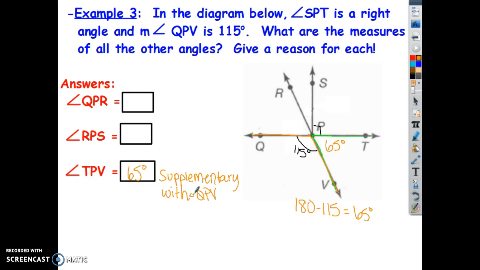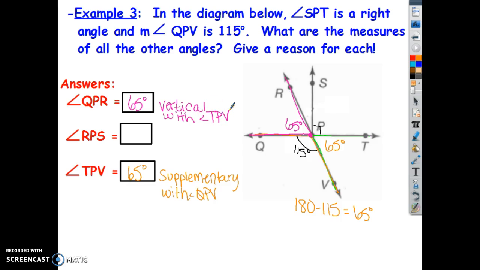All right, now we have some information that we can use. TPV is vertical with QPR. Does everybody see how they're sharing a vertex here and across from each other? So that means QPR is also going to be 65 degrees. So we can come over here and fill that in. 65 degrees, and why? Because it has a vertical relationship with angle TPV.